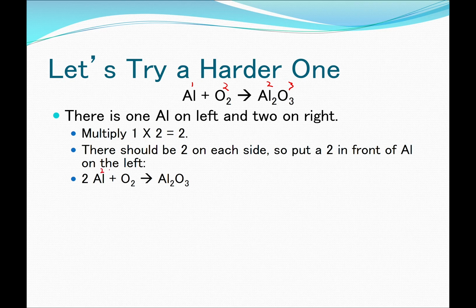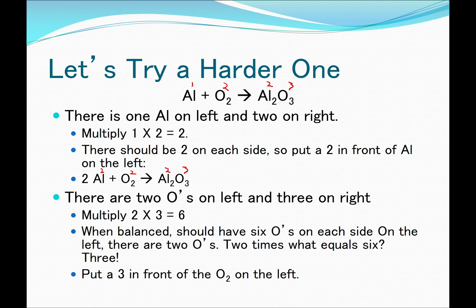Now this will help us to balance. We have 2 there, 2 here, 2 here, 3 here. So we've got to fix the oxygen: 2 on the left, 3 on the right. We multiply that. Each side should have 6 oxygens. So we're going to put a 3 in front of that O2 on the left-hand side. When we do that, this number on top, I'm just going to cross that out, becomes a 6.